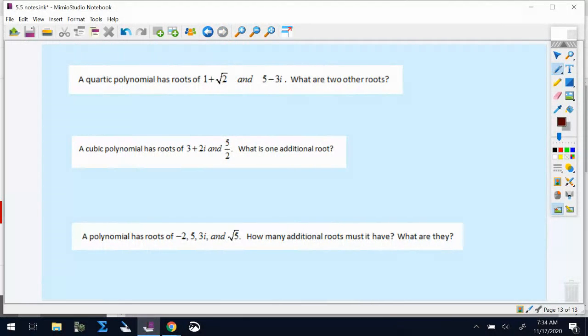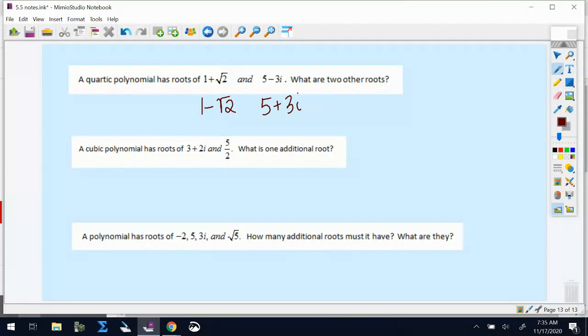So this is the only other screen we want to talk about, is looking at if I have certain solutions or certain roots, what are the other ones that automatically have to be there? So the first one says a quartic polynomial. So quartic means 4, degree 4, should have 4 solutions. And we know that one is 1 plus the root 2 and one is 5 minus 3i, and it wants the other ones. So if 1 plus root 2 is a solution, then 1 minus root 2 is a solution. If 5 minus 3i is a solution, then 5 plus 3i is a solution. So we have the conjugate or the pairs of the solutions.